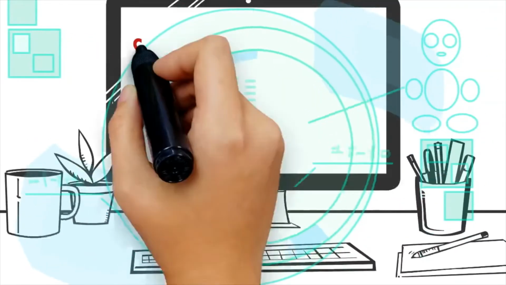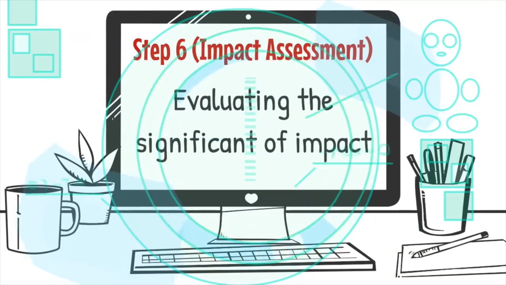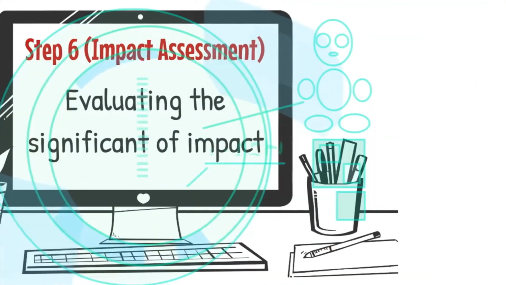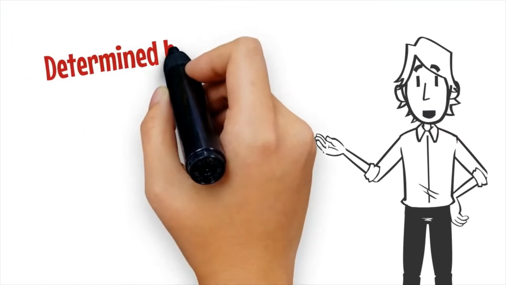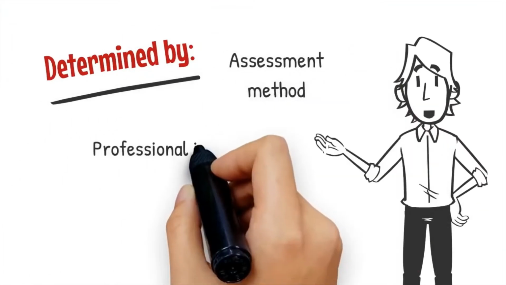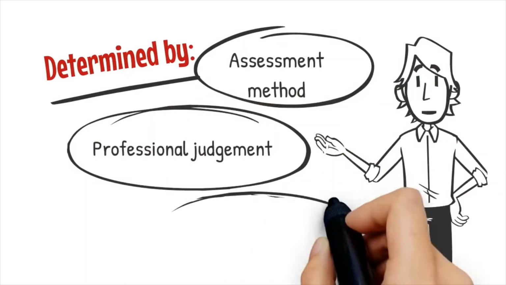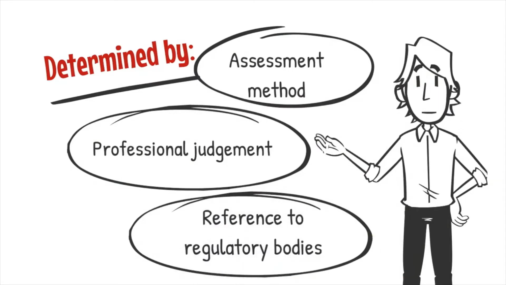The impact assessment is in step 6. This step evaluates the significance of impact to the environment. For this assessment, it is usually determined by assessment method, professional judgment, and reference to regulatory bodies.